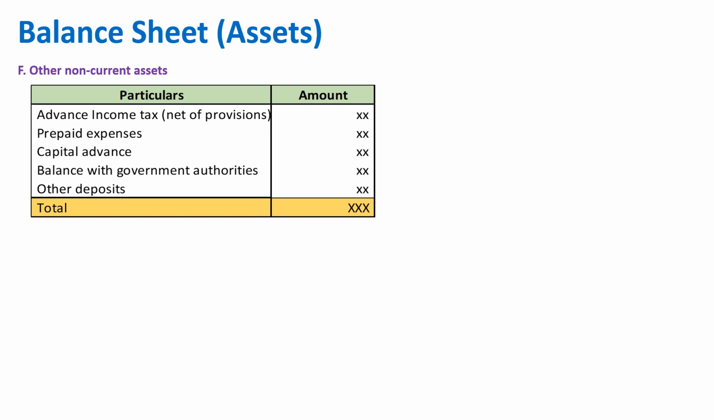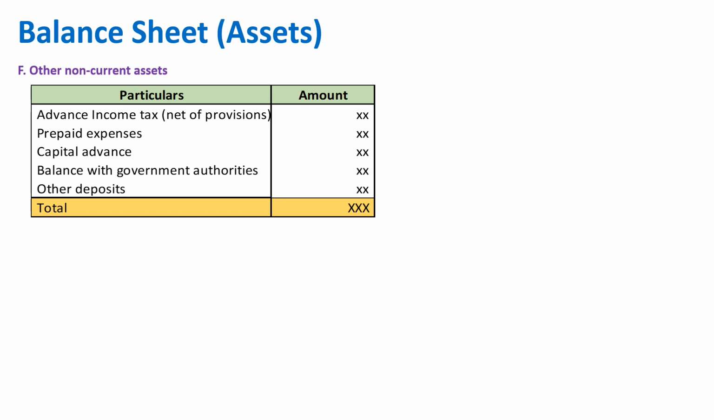Next item which needs to be reported is other non-current assets. What are the examples here? You have advance income tax, which will be reported net of provisions. The tax you pay to the government authorities has to be reported here. Then prepaid expenses: any prepaid expense which you are going to amortize to expenses after 12 months, that portion will be reported here. Similarly, capital advance, long-term capital advance, balance with government authorities.